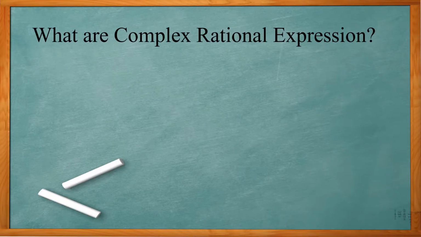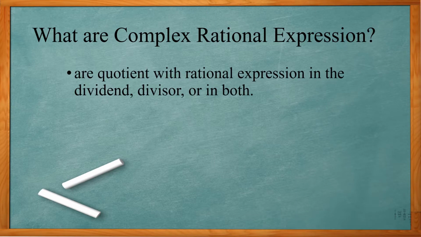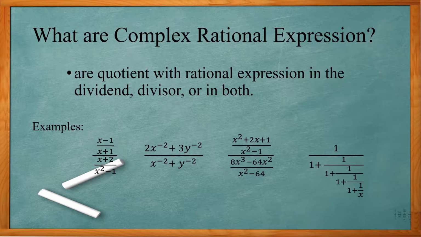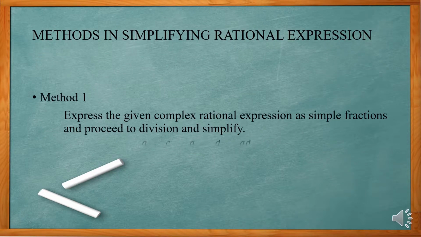So what are complex rational expressions? These are quotients with rational expressions in the dividend, divisor, or in both. For example, this one. So how do we simplify a complex rational expression? There are two methods.